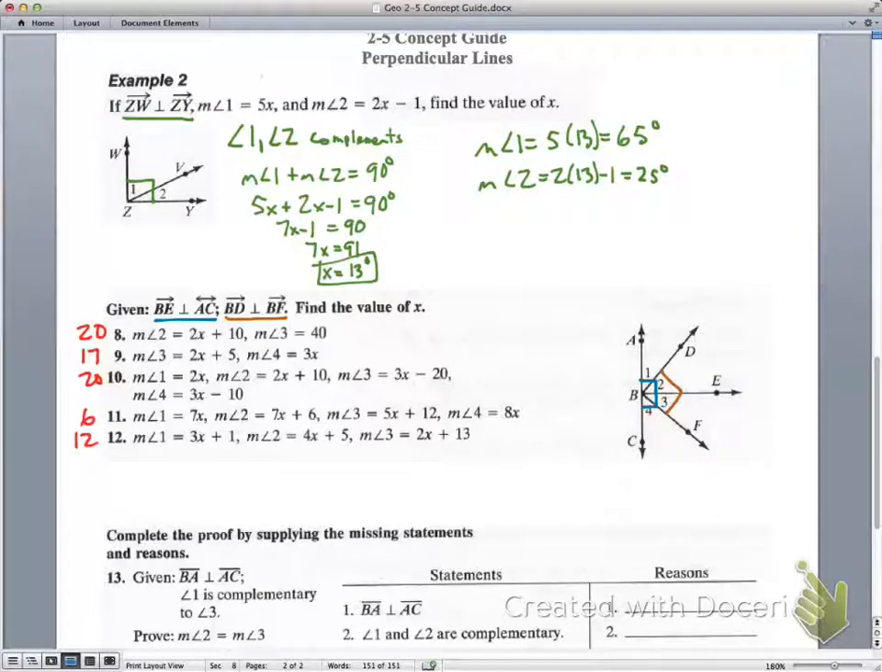These are the answers. It's worth noting on number 10, there were a bunch of different ways you could have done that. You could have said angle 1 plus angle 2 equals 90. You could have said angle 2 plus angle 3 equals 90. Angle 3 plus angle 4 equals 90. Or you could have added all 4 of those together and they would equal 180. So you should get the same answer no matter what.